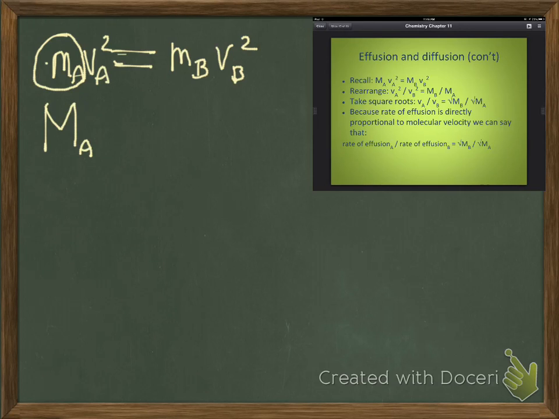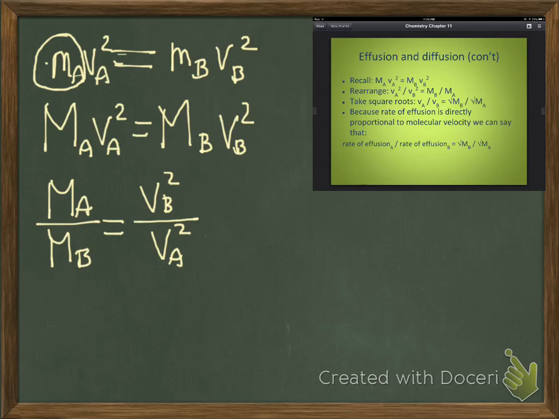So now we have molar mass of A times the velocity of the particle of A squared equals the molar mass of B times the velocity of the particle of B squared. Okay, let's rearrange to get all these variables on the same side.